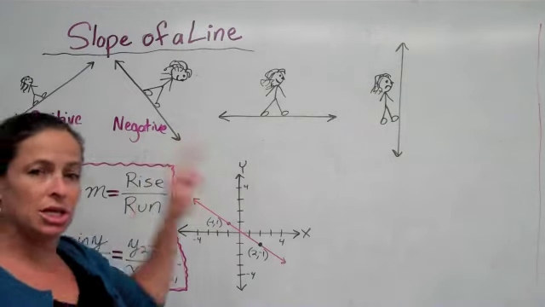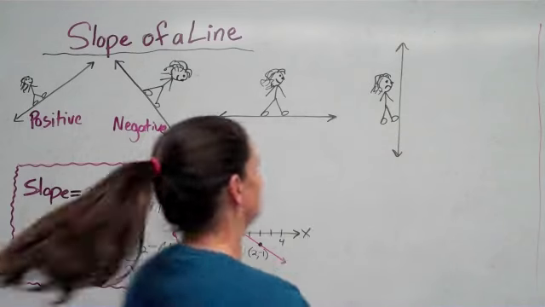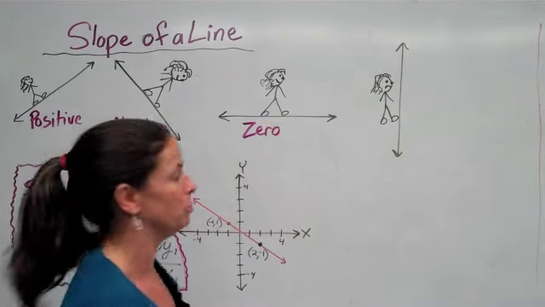And then here he is just taking a chill little walk. No slope whatsoever. Nice and easy. This would be zero slope. Or you can call it no slope.